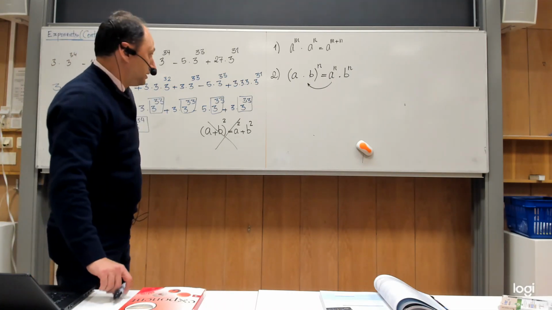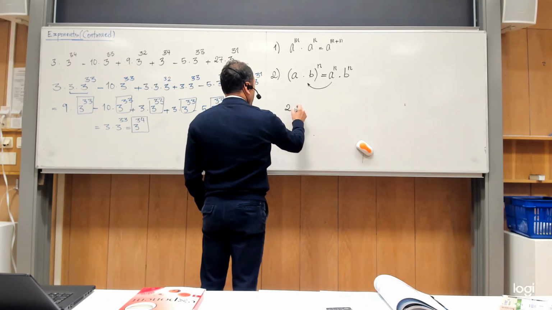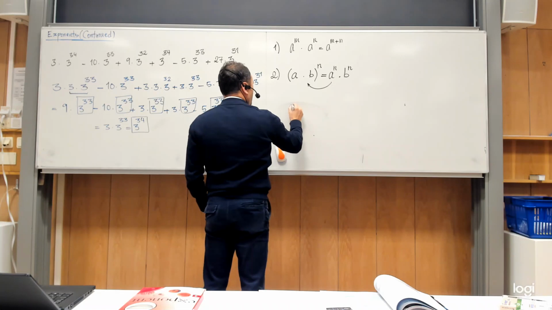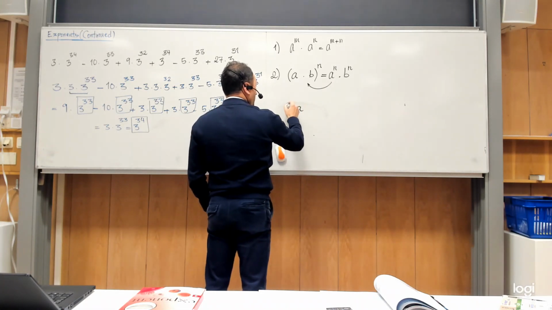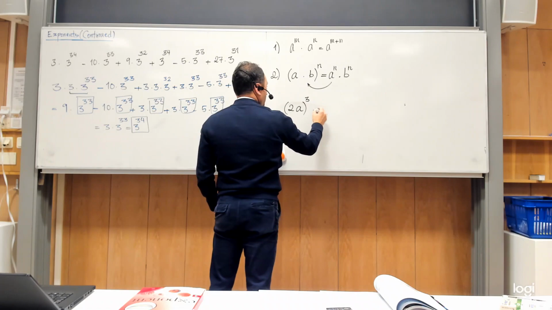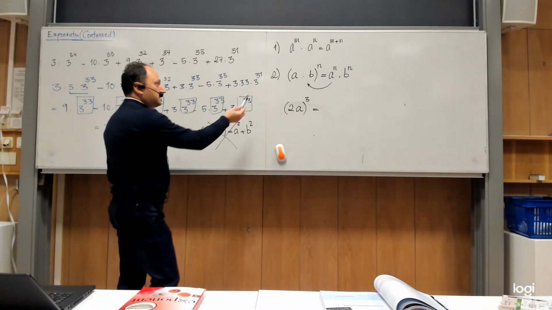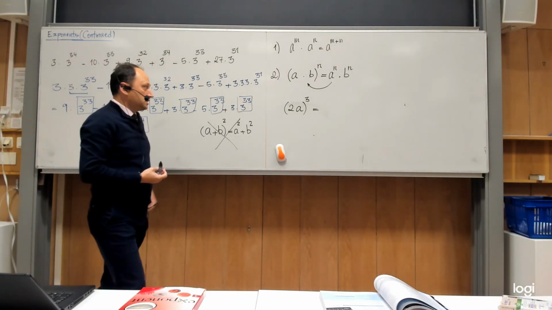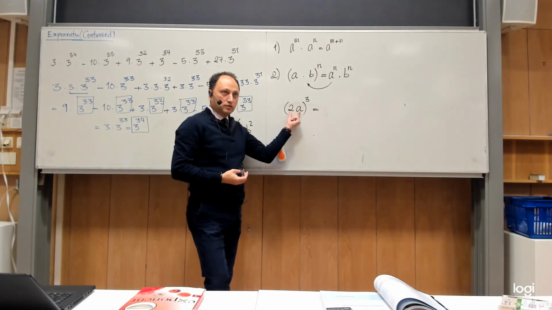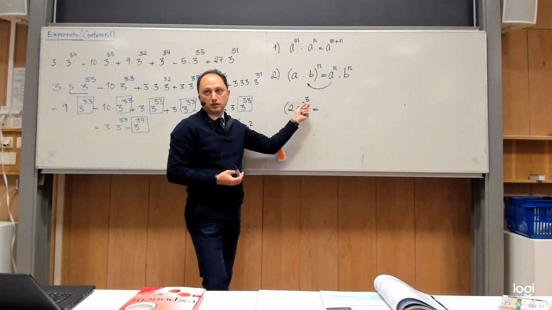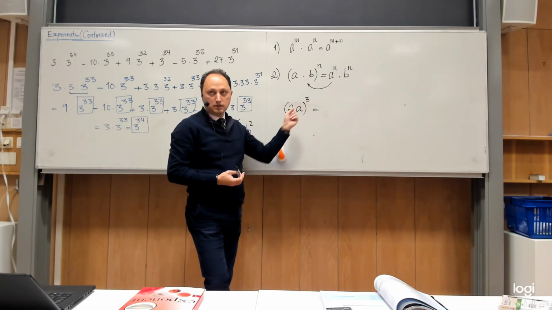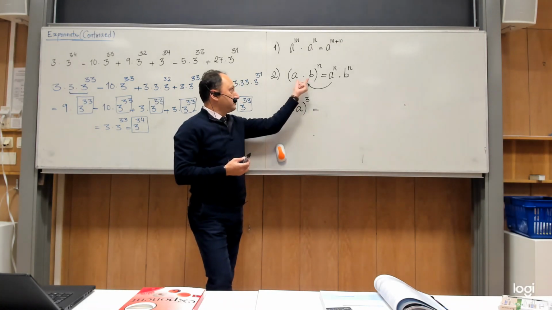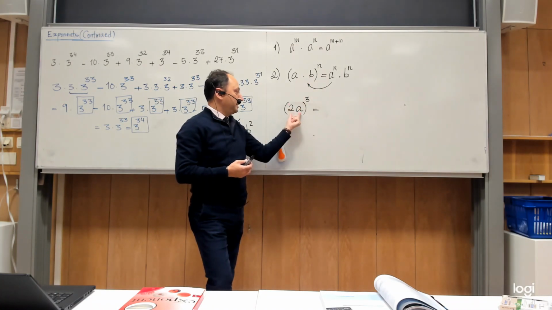So for example, if I have 2a to the power 3, I give you a number 2 and a letter a and I raise it to power 3. What can I write in front of it? Do you think that this formula is useful for such a scenario? Yes. Why? Because this is a product and I want to raise it to power 3. Yes, but I want you to understand this formula that we discovered here is applicable to this situation.